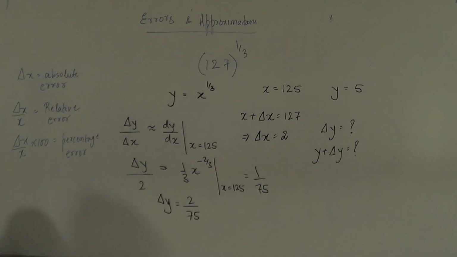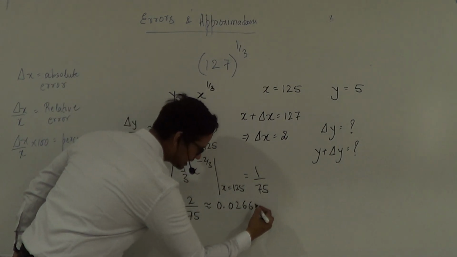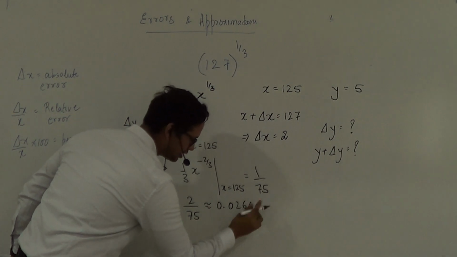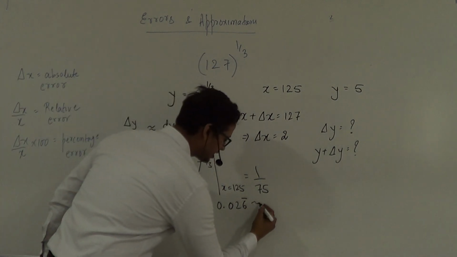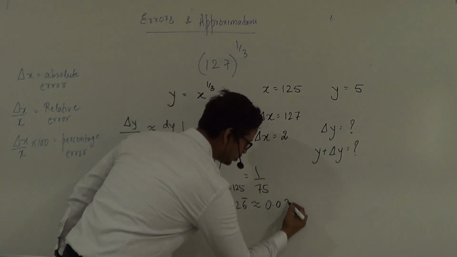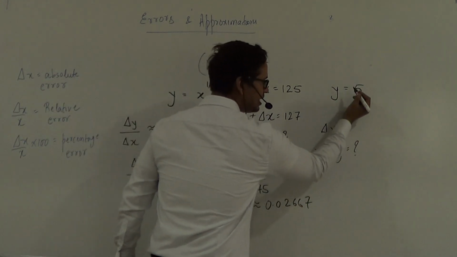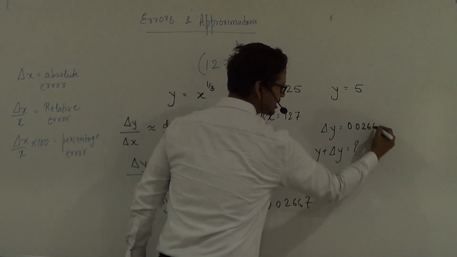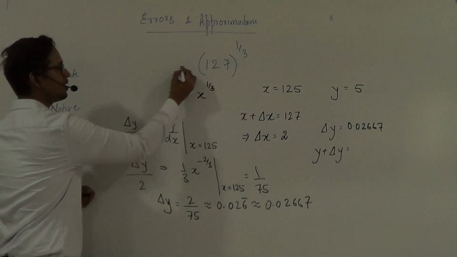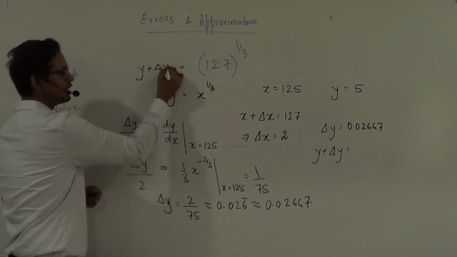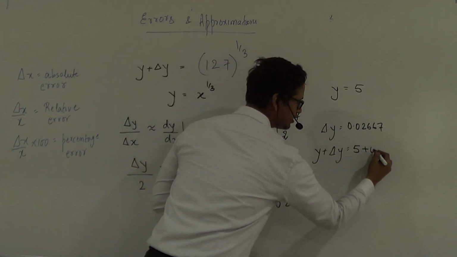Right? How much is that 2 by 75? 0.0266. It's actually a bar. Correct? Okay. And if you want to be very close to 4 decimal places, you can say 0.02667. Okay. So the error in the y is 0.02667. So the new value, which is what I desire, this is actually my y plus delta y. So the new value will be the previous value 5 plus this correction that you need to make.